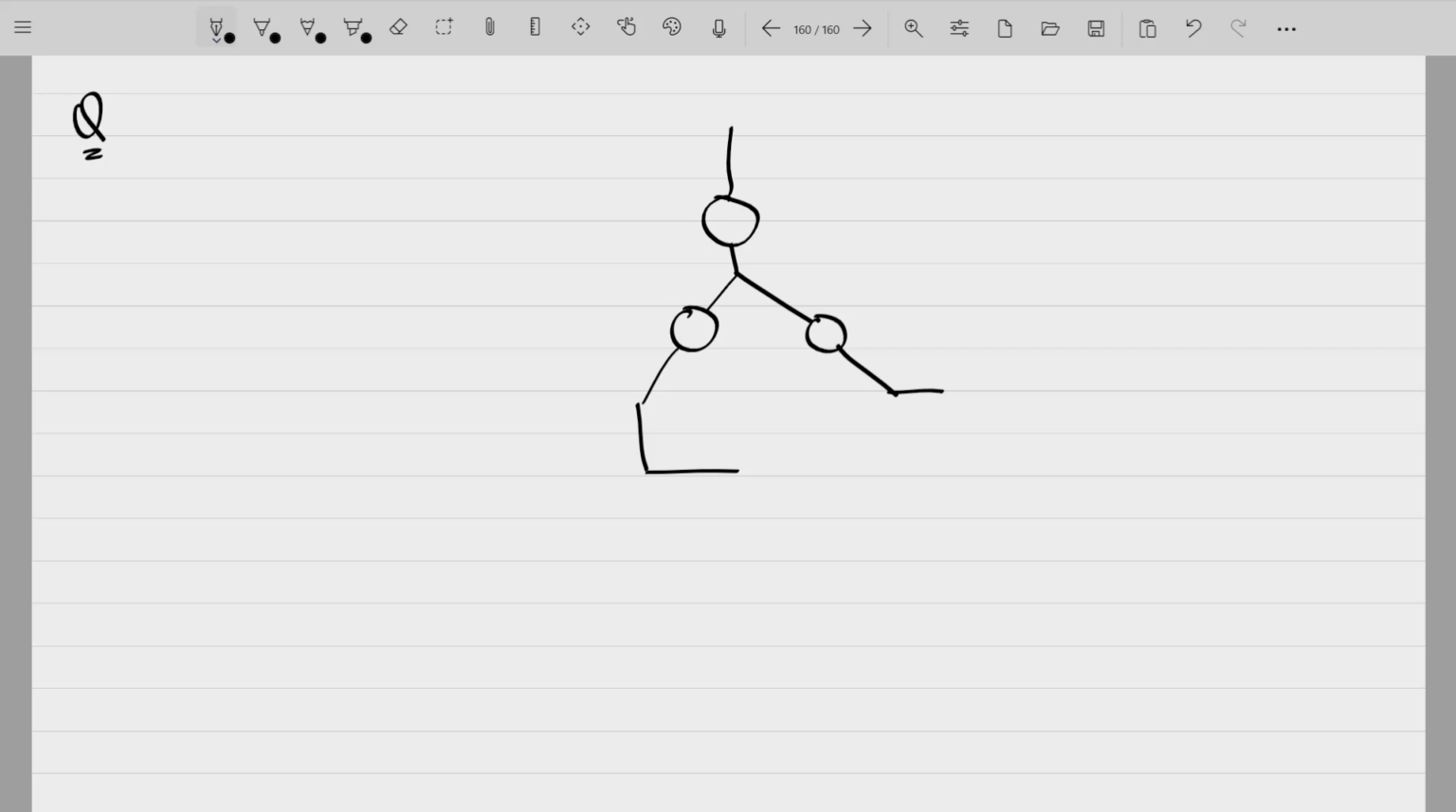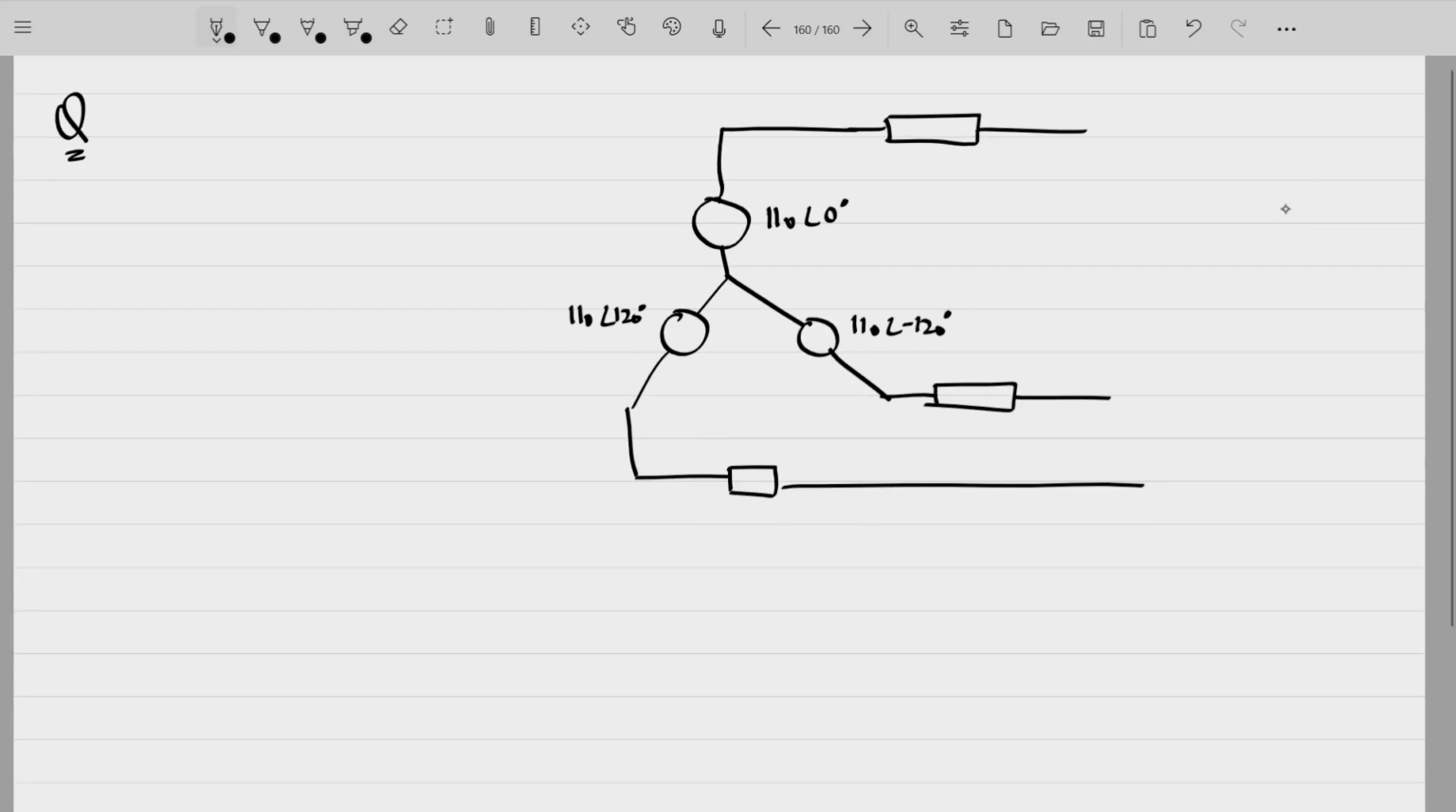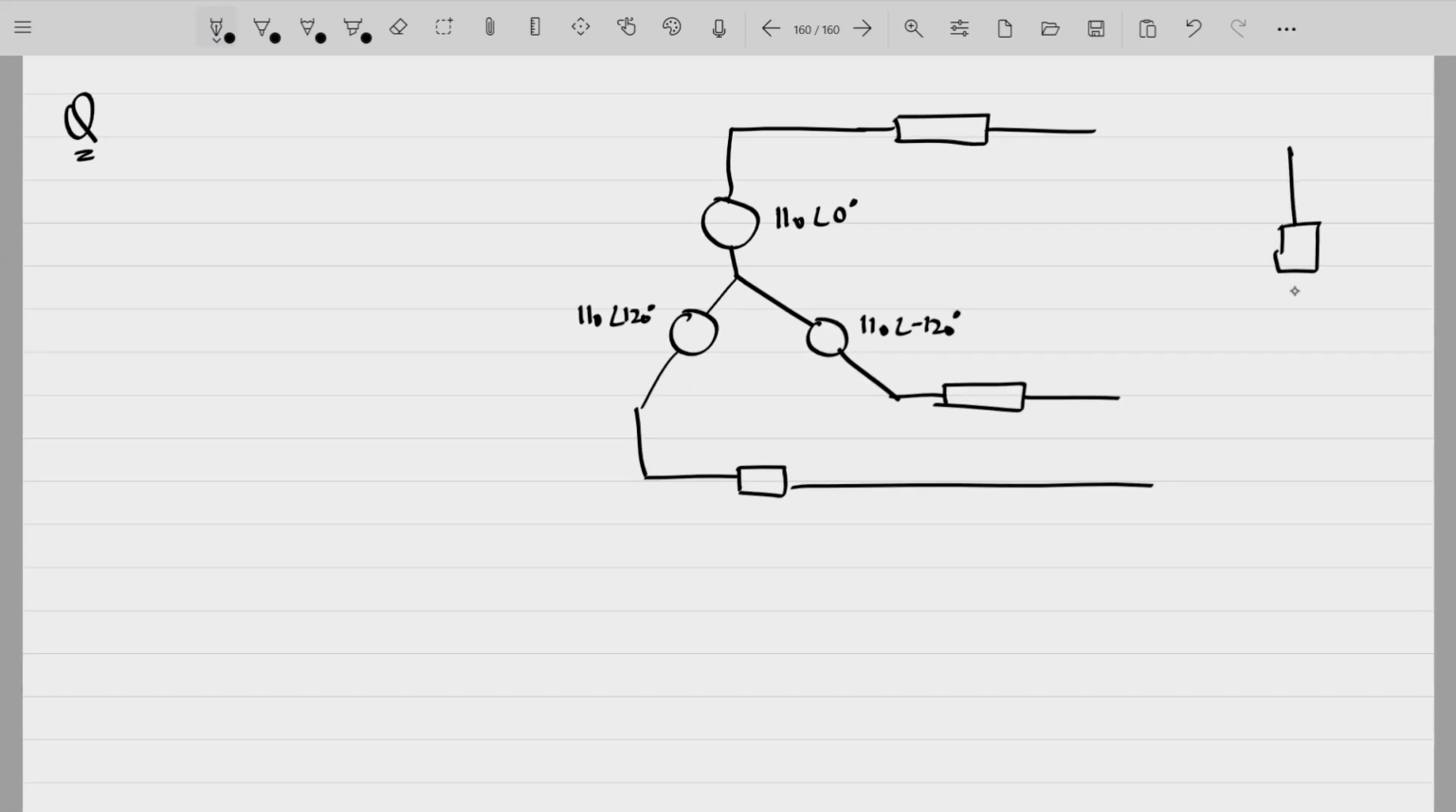So we have a three phase voltage source connected in a star fashion, 110 angle 0 degrees, 110 angle minus 120 degrees, 110 angle 120 degrees, and it is connected to a star connected load. You have a three phase voltage source, it's connected to a star connected load.